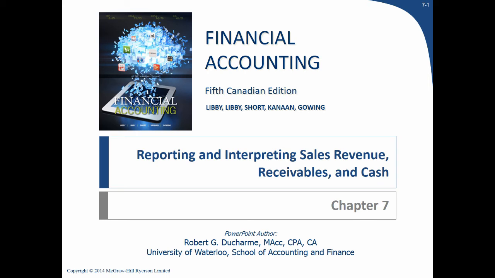All right? So chapter 7, reporting and interpreting sales revenue, receivables, and cash. One thing I want to point out here is there's not really any new fundamental accounting matters anymore. Everything is still in the context of journal entries. Okay? It's how do we capture this transaction in the accounting system? The complexity becomes, how do you determine the number?